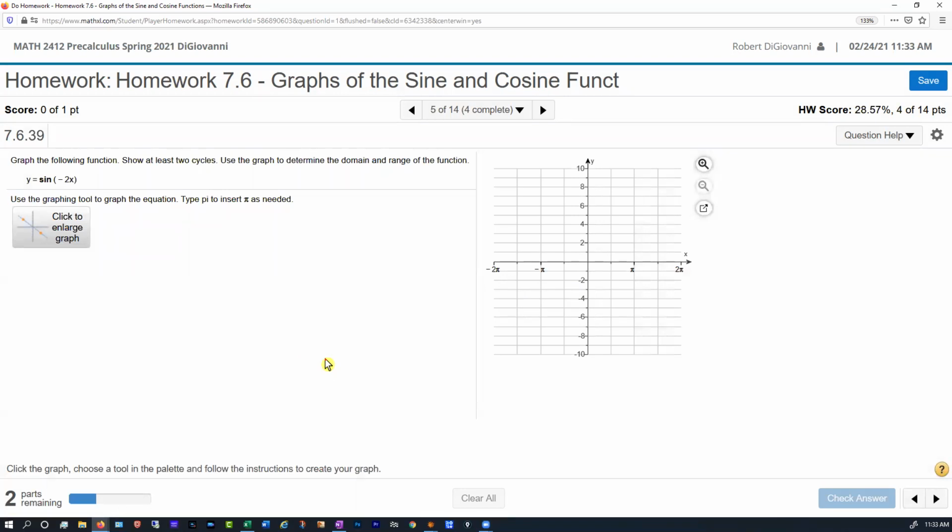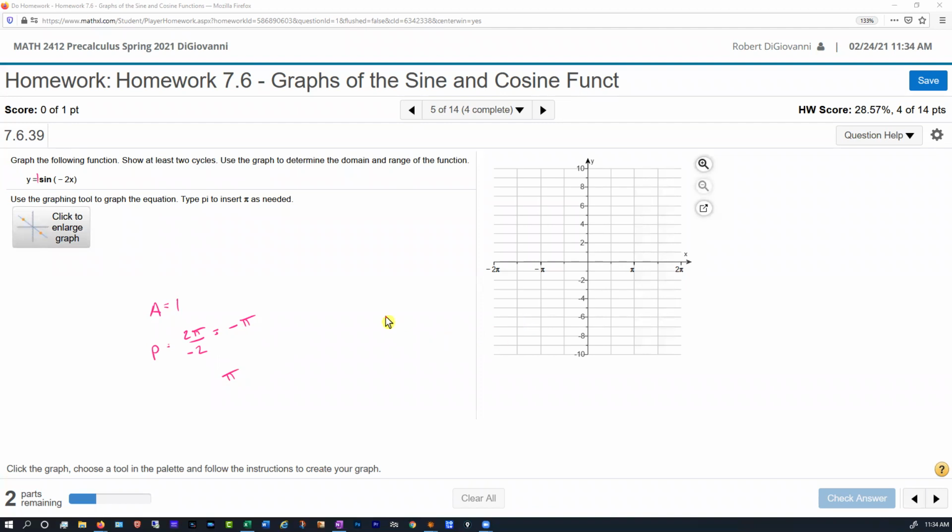Okay, so now graph the following function, show at least 2 cycles. So for this one, let's just look at what it is. We have an amplitude of 1 because the number in front there is 1. And then the period, we're going to do 2 pi divided by -2, which is going to give us just -pi. So we're just going to say the period is pi. I didn't really cover this in class. I'm actually surprised that this is the first problem that they want us to graph.